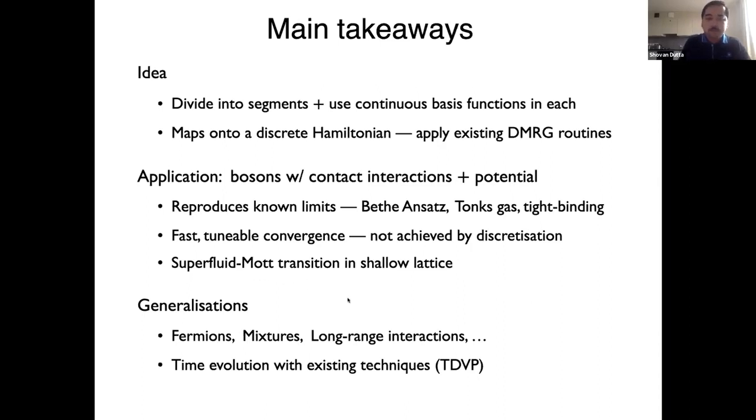And we also find a Superfluid-Mott transition in a shallow lattice, which is not accessible by tight binding approximation, for example. So I'll mainly talk about the idea and application part, but I'll also mention that the technique can be straightforwardly generalized to other settings. For example, if you have fermions, you can treat them on an equal footing as bosons. And you can also think of mixtures like Bose-Fermi mixtures or long-range interactions and so on.